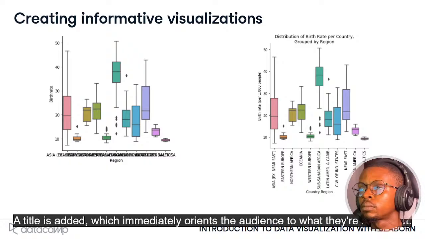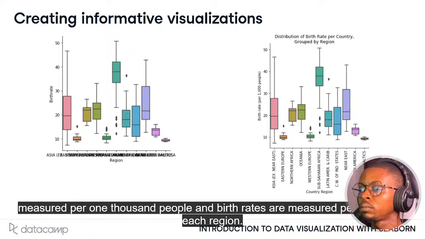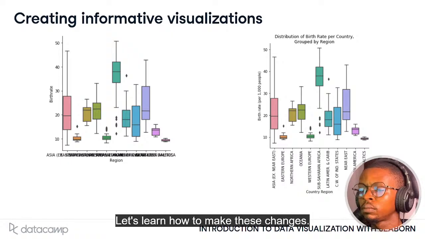A title is added, which immediately orients the audience to what they're looking at. The axis labels are more informative, making it clear that birth rate is measured per 1,000 people and birth rates are measured per country in each region. Finally, the x-axis tick labels are rotated to make it clear what each region is called. Let's learn how to make these changes.